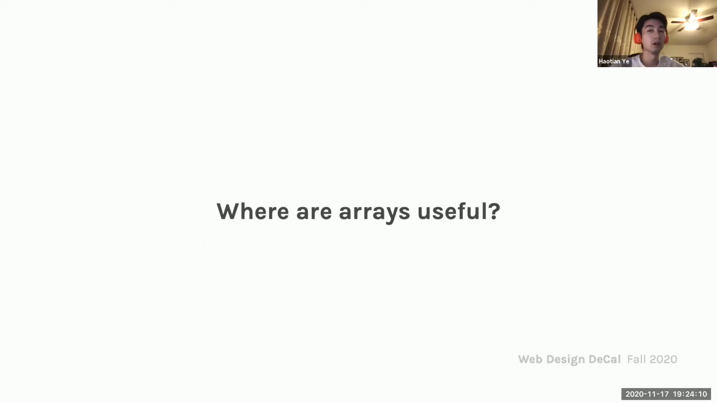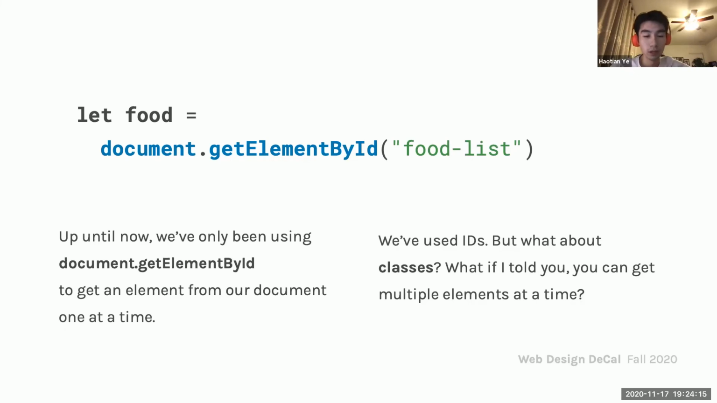So where are arrays useful? Why did I just learn how to put multiple things in one variable? Up until now, we've taught you getElementById, also querySelector, which just returns one thing at a time. But that's just unique to IDs, because mostly IDs are unique to an HTML page. But we also have classes. In the case of classes, we can have multiple items that have the same class name. So what if we get all the objects with the same class name?